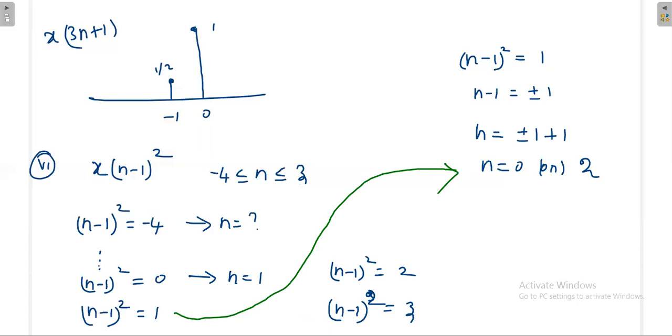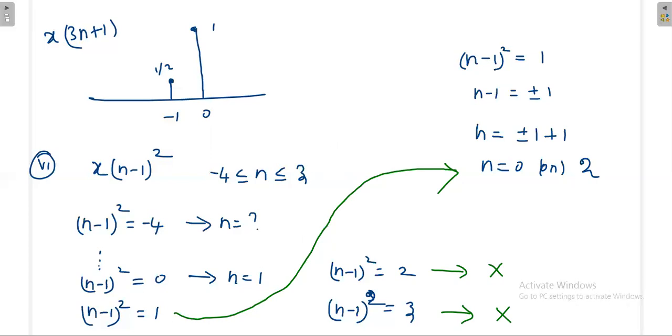And if you take the square root again for 2, that will not be a whole number, so n will not be a whole number, and this is also invalid. So the 0 sample will be mapped to the n is equal to 1 sample in the new diagram, whereas the sample in the original diagram at n is equal to 1 will be mapped to n is equal to 0 as well as n is equal to 2.